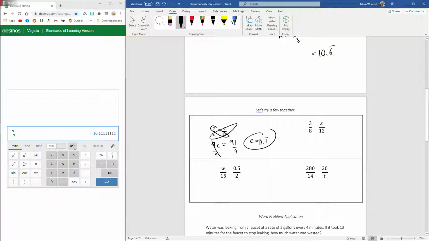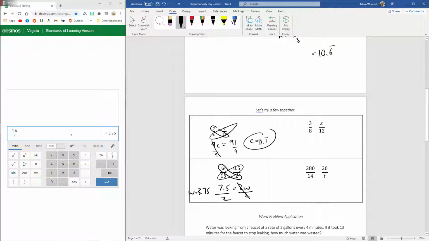Awesome. Again, w over 15 equals 0.5 over 2. Looks like I'm going to need to do some kind of cross multiplying here. 15 times 0.5. Well, that's just really saying 15 divided by 2, so that gets me 7.5. And that's going to equal whatever 2 times w is, which in this case I have to leave as 2w. I'll divide both sides by 2, and I end up with w equals whatever 7.5 divided by 2 is, and if you're unsure, use your Desmos calculator, and you end up with 3.75.